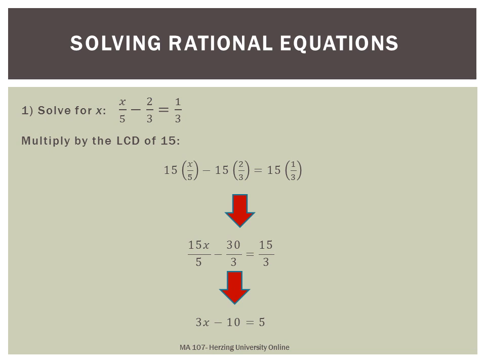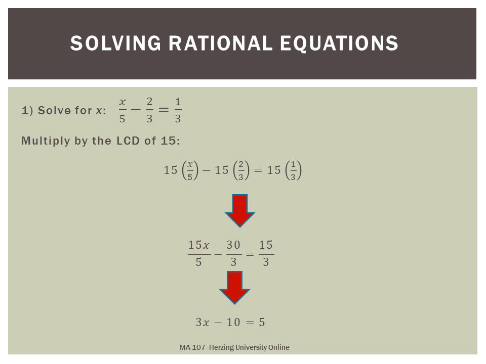Let's look at some examples. Example 1. Solve for x. x divided by 5 minus 2/3 equals 1/3. First, list the restrictions. We do not have any restrictions for this equation because there are not any variables in the denominators. Clear the fractions by multiplying both sides by the LCD of 15.